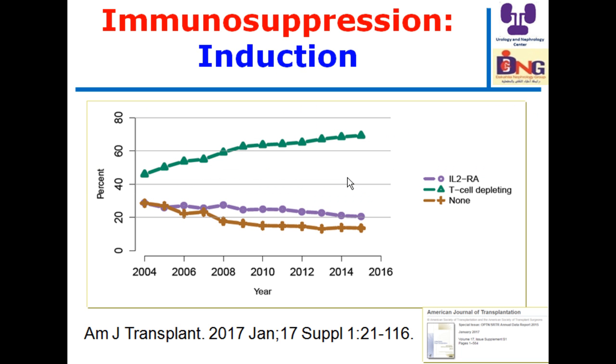Let us go to the role of immune suppression in the development of post-transplant diabetes. Before discussing the role of immune suppression, we have two phases of immune suppression, either induction or maintenance. The induction immune suppression drugs included either interleukin-2 receptor antagonists, which is in this color code, or T-cell depleting agents, usually thymoglobulin or anti-thymocyte globulin, or other antibodies, or no induction at all.